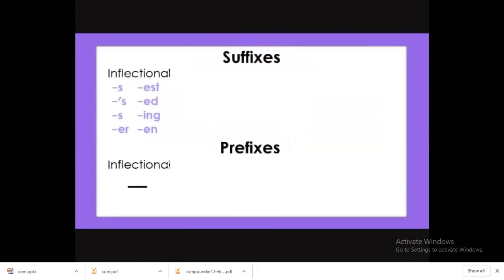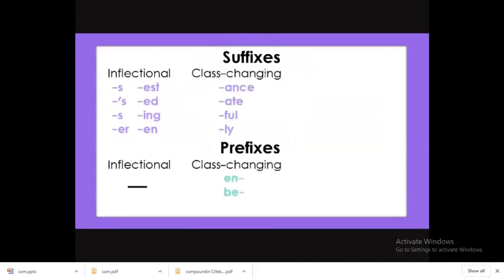If you can notice, inflectional morphemes are all suffixes. Most of class changing derivational morphemes are also suffixes. There are only a few exceptions. This means that most prefixes, the ones that go at the beginning, are class maintaining.